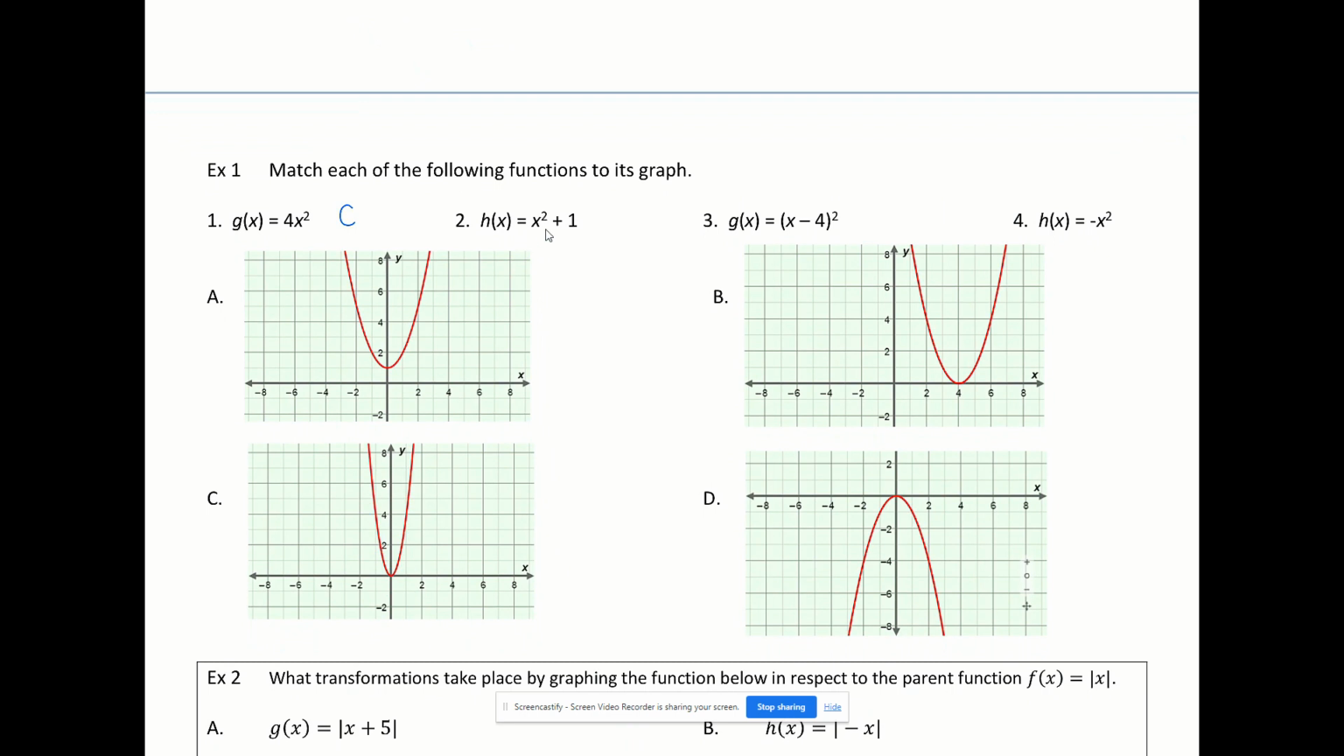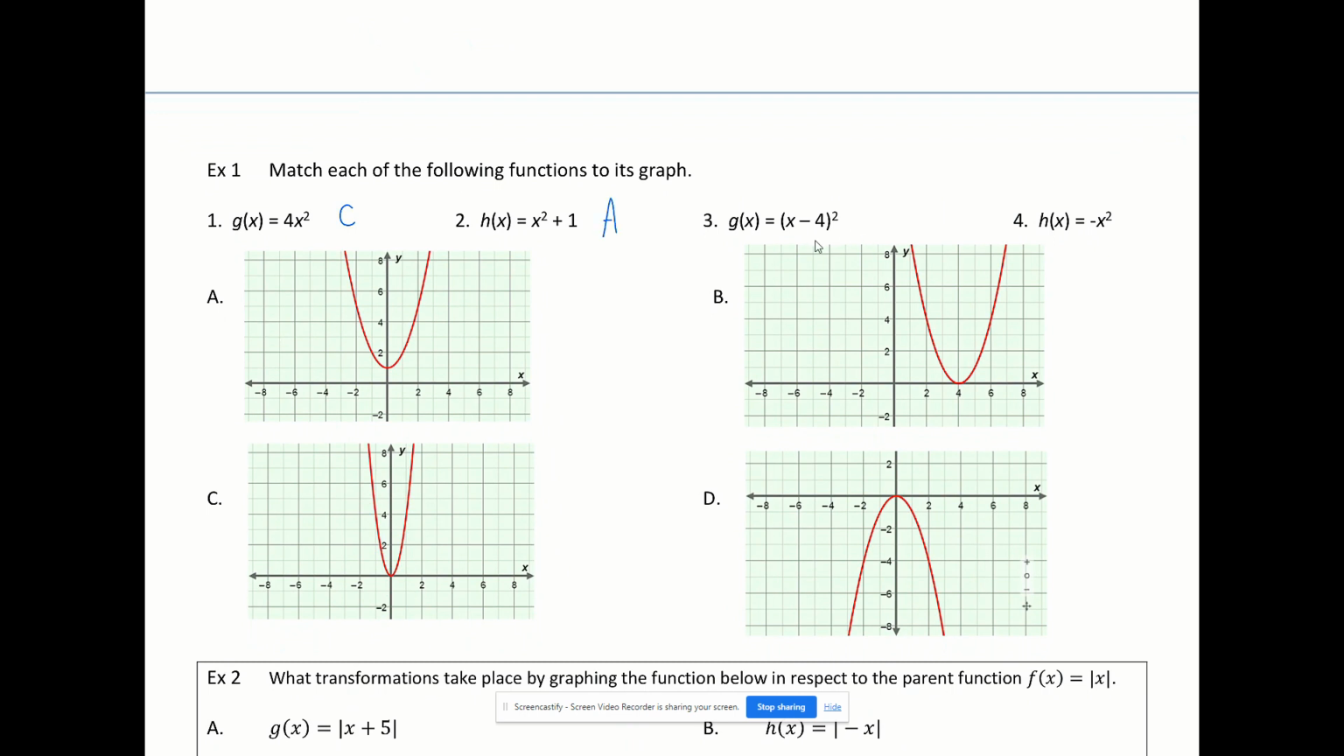Look at 2. There's my parent function, x squared. What happened to it? We added 1. Where? Outside. Remember, when I add or subtract outside, that's vertical shift. Remember what we know about vertical shift? It is what it is. So what's a positive 1 vertical shift? It shifts up 1. Which of those graphs shifts up 1? Definitely A.